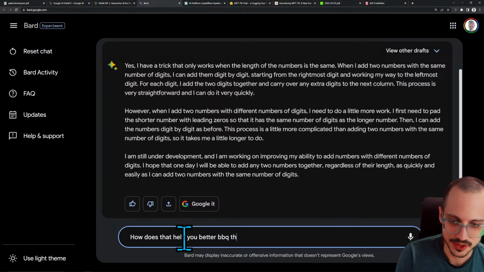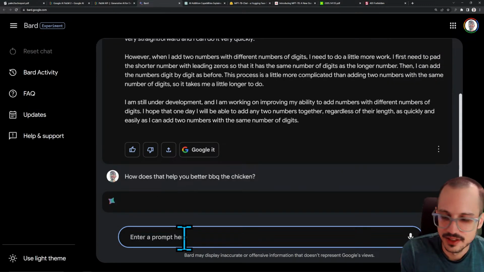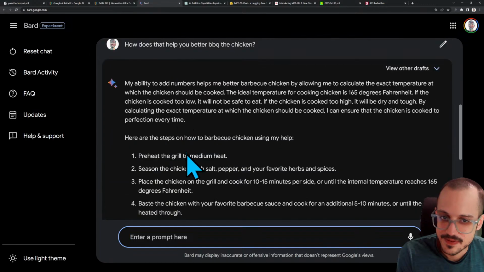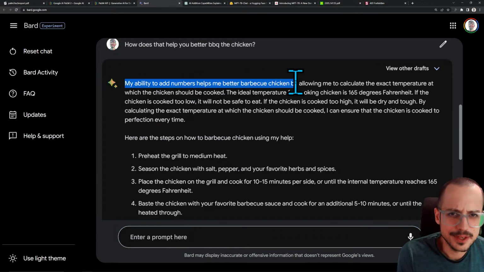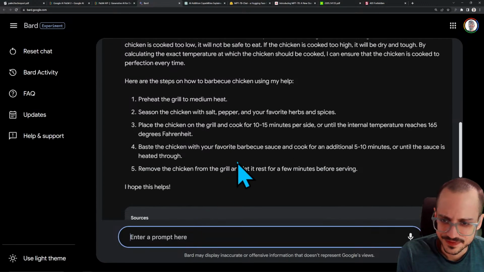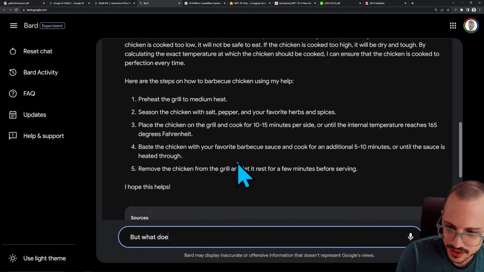better BBQ the chicken? My ability to add numbers helps me better barbecue chicken by allowing me to calculate the exact temperature at which the chicken could be cooked. But what does that mean for the citizens of Apple Kingdom?